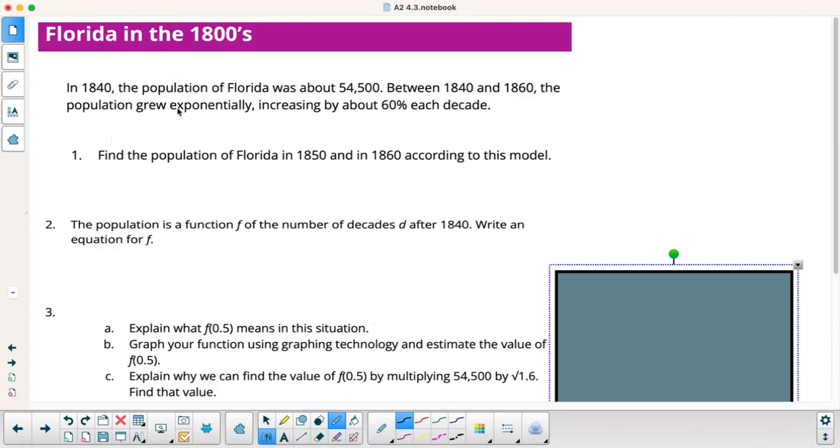All right. So in 1840, the population of Florida was about 54,500. Between 1840 and 1860, the population grew exponentially, increasing by 60% each decade. So if you're increasing by 60%, it's 1.60, or we'll just make it 1.6. That's going to be our growth factor.